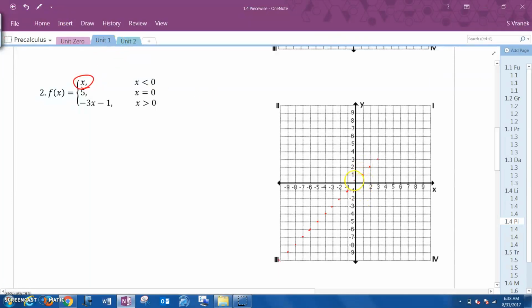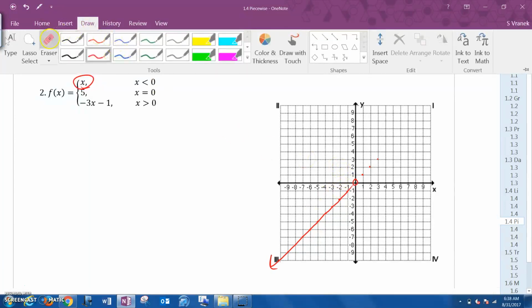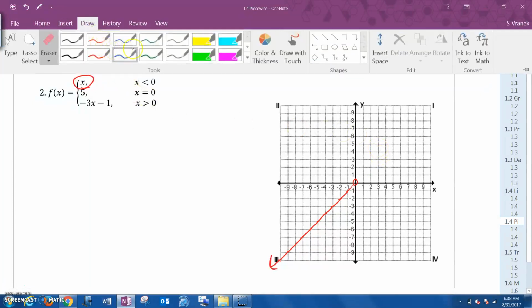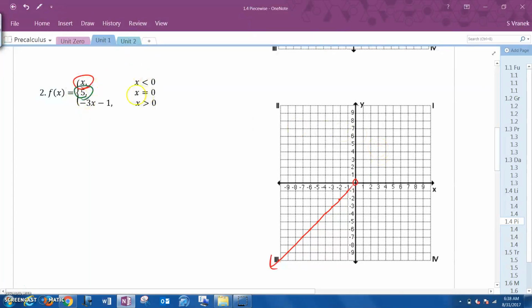And then we want everything to the left of 0, so that's this part of the line. Usually it's written in that order, so you could assume that the first one's going to go to the left. Then it says at 0, I'll put this in green, when x equals 0, there's a point at 5, y equals 5, so I'm going to just put a dot there.